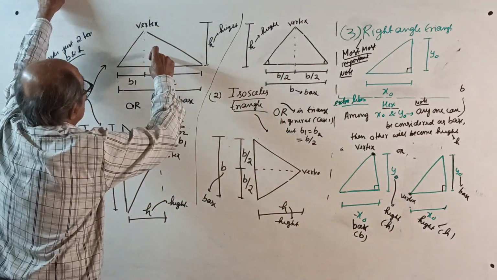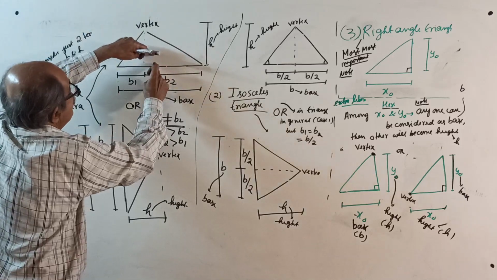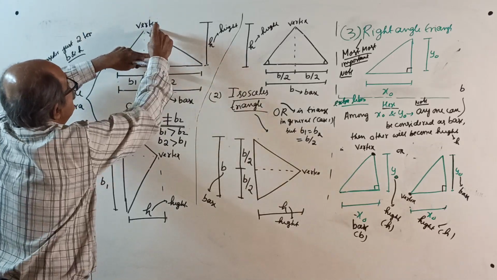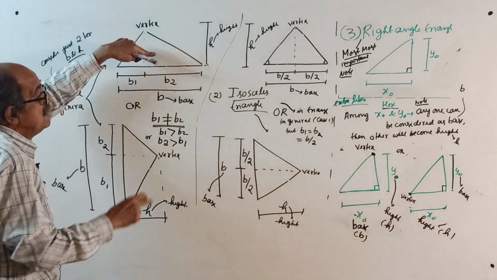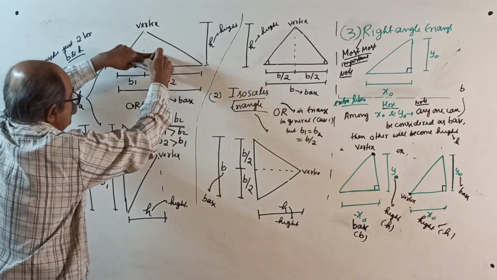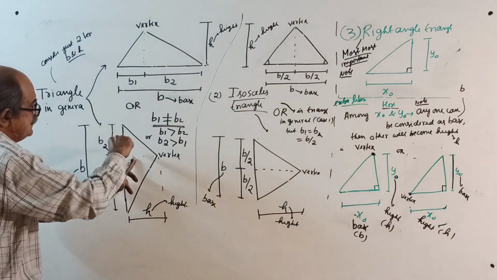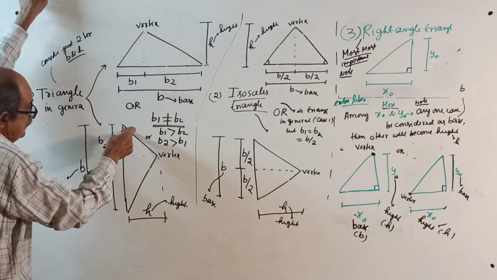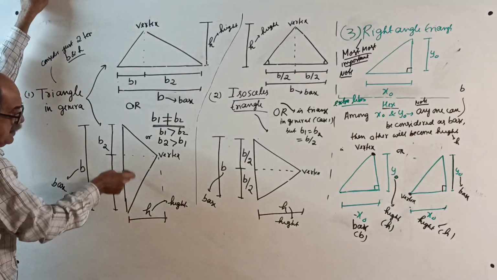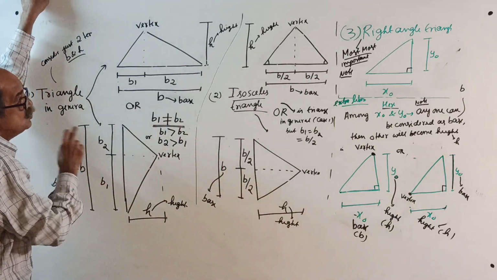See, the centroid is somewhere here. This is h by 3, 1 by 3. This is 2 by 3. This distance is (b plus b1) by 3. This is (b plus b2) by 3. Here, this centroid distance is 1/3 h, 2/3 h. From here, (b plus b1) by 3, (b plus b2) by 3.